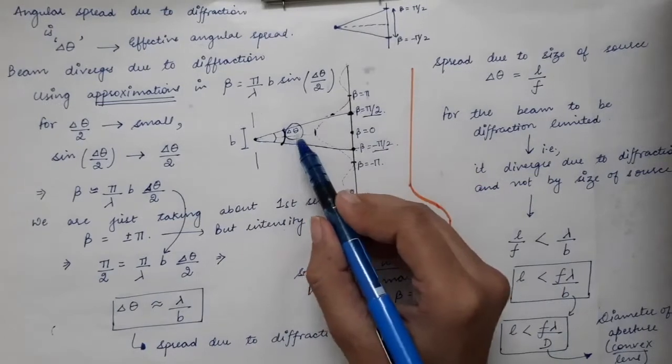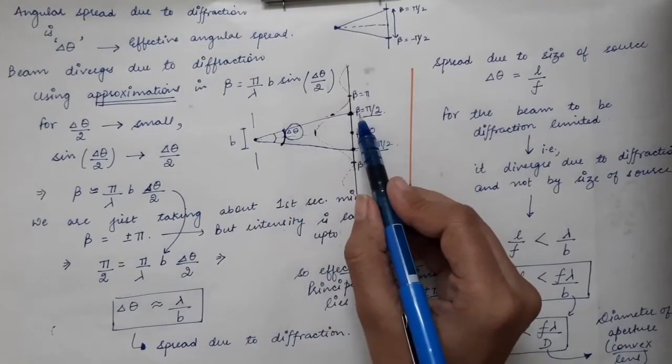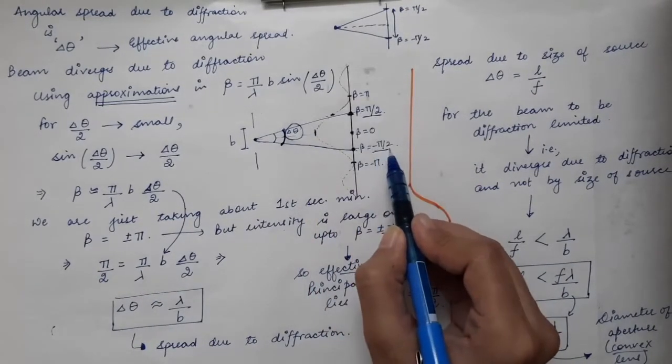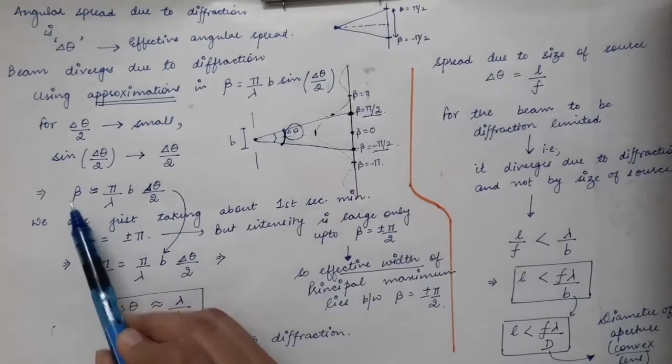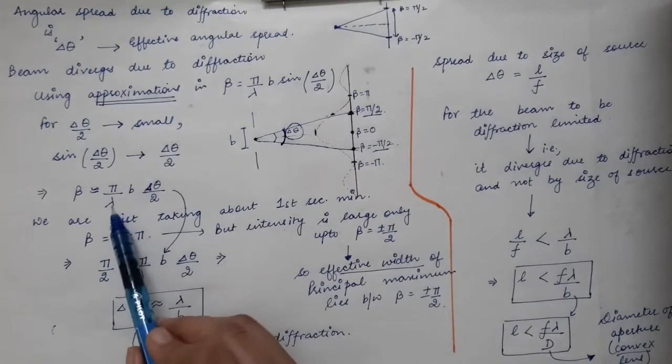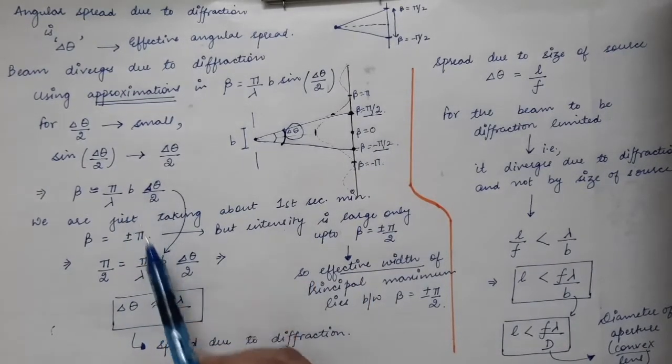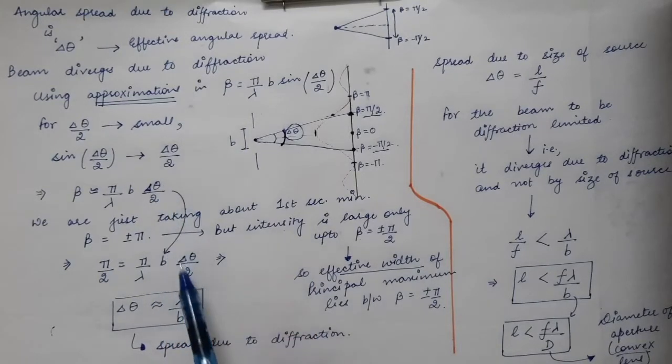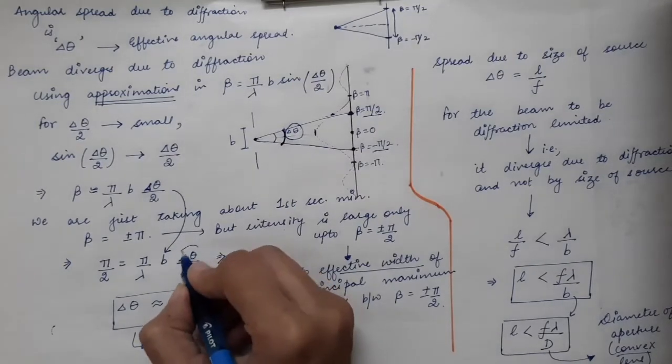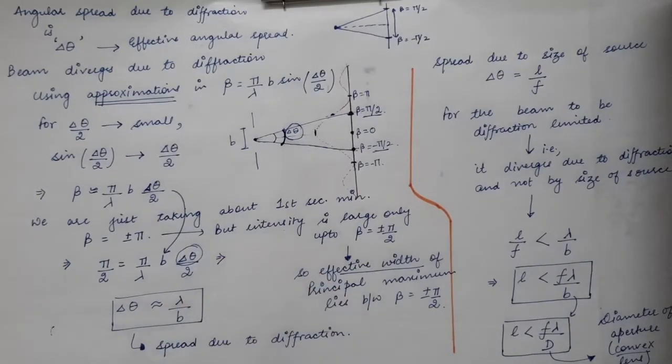So this delta theta comes out for the values of beta plus minus pi by 2. So instead of beta, you can write pi by 2, and pi by lambda will remain as it is. This b will remain as it is, and you will get delta theta divided by 2. So from here you can find the expression of delta theta.